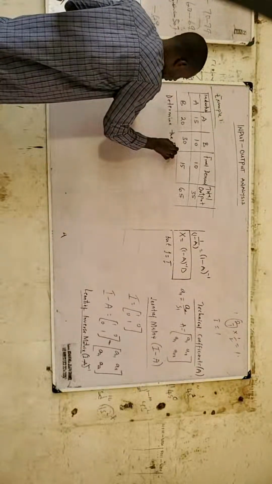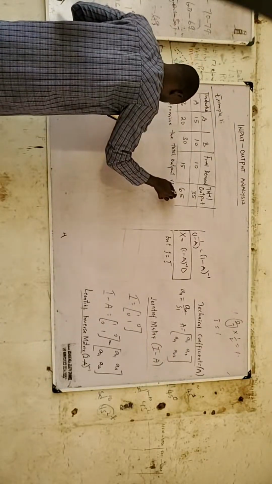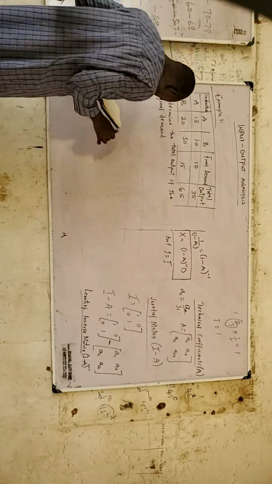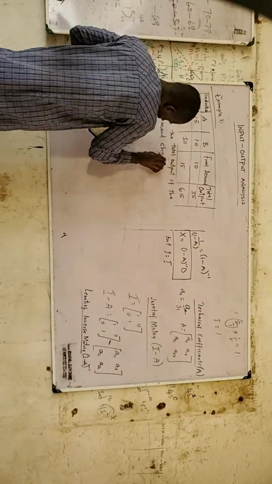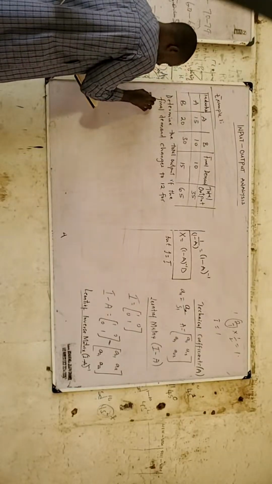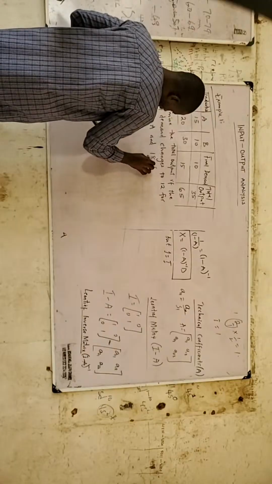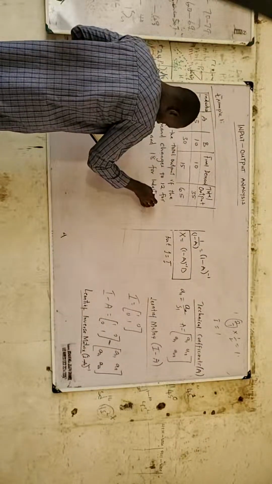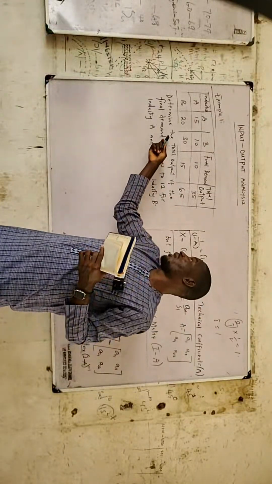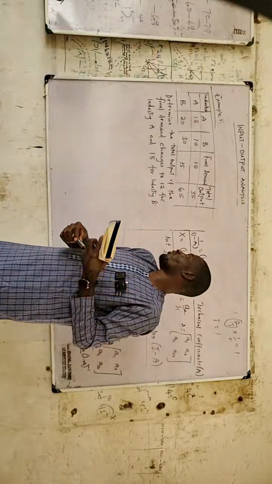Determine the total output if the final demand changes to 12 for industry A and 18 for industry B.